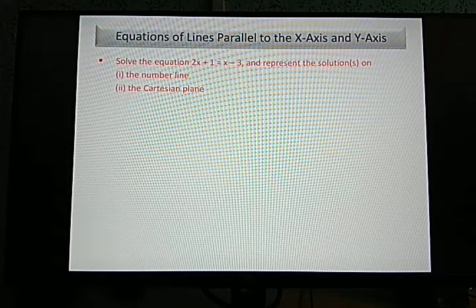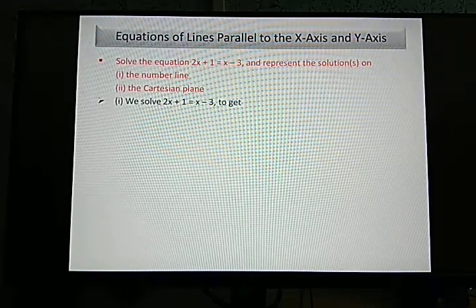You have to represent it in number line or represent it in Cartesian plane. So it is well understood, if it is a number line then one variable, if it is a Cartesian plane then it is two variables. Clear? So let us do it, same process like the earlier one.